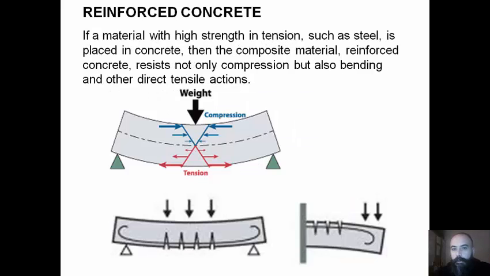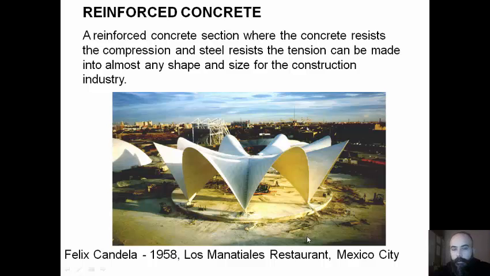If a material with high strength in tension, such as steel, is placed in concrete, then the composite material, reinforced concrete, resists not only compression but also bending and other direct tensile actions. A reinforced concrete section where the concrete resists the compression and steel resists the tension can be made into almost any shape and size for the construction industry.